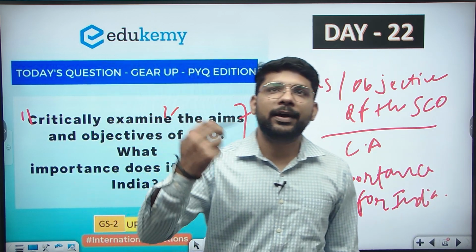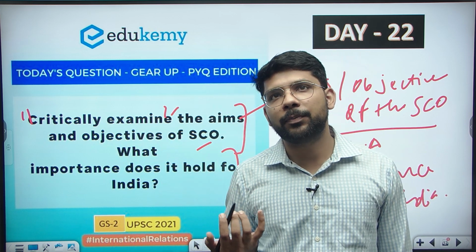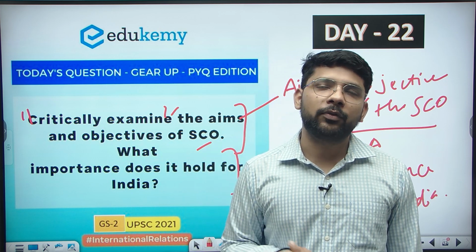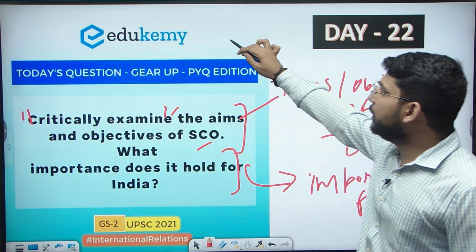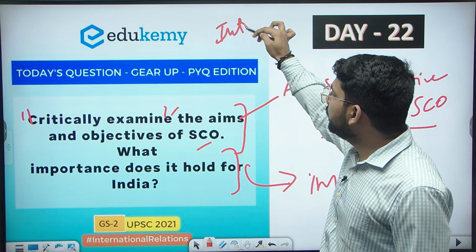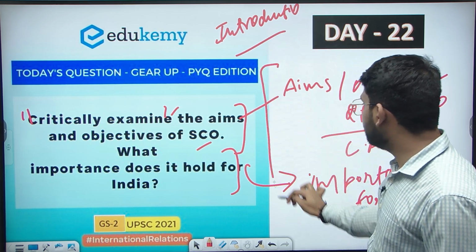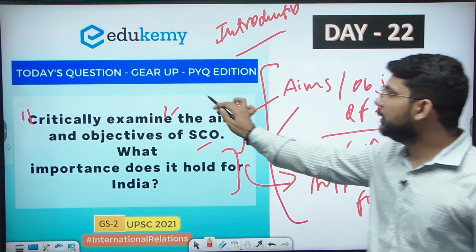As usual, we are dividing our answer into three parts. One is the introduction, second is the body, and the third is the conclusion. And all are very important when you are writing an answer. So in the introduction part, we will write about the SCO, then we write the body in two parts, and then we will conclude the answer.